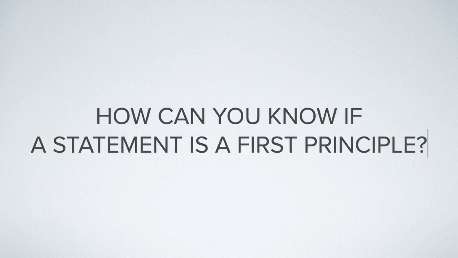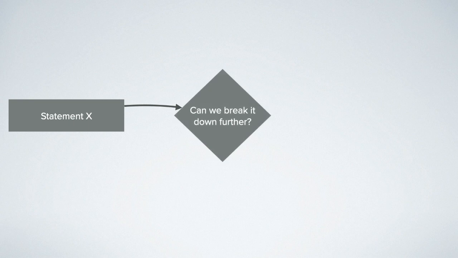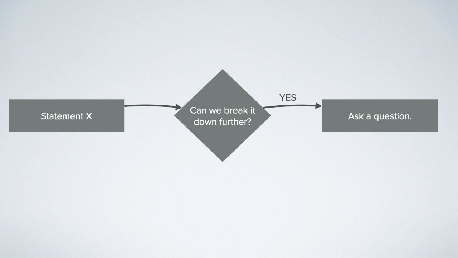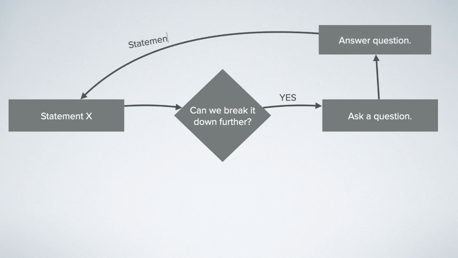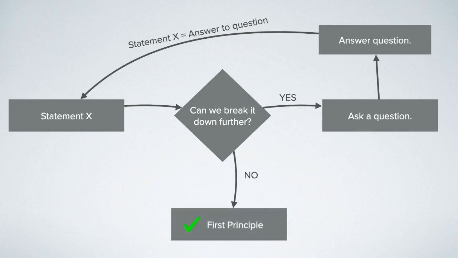How can you know if a statement is a first principle? Let's say we have statement X. Statement X, can we break it down further? If yes, then ask a question to further break it down. And then we answer the question. And the answer to that question now becomes statement X. So we repeat that until such time that we reach the point where we cannot break it down to its simpler form. And that's when you know it's a first principle.